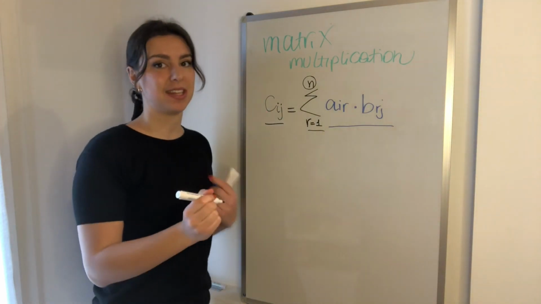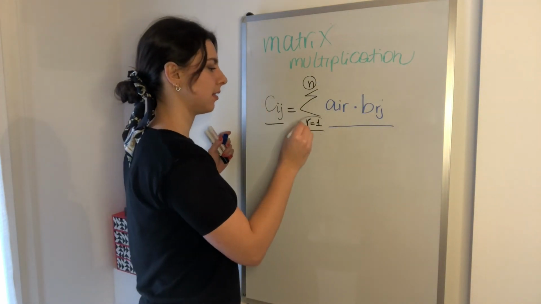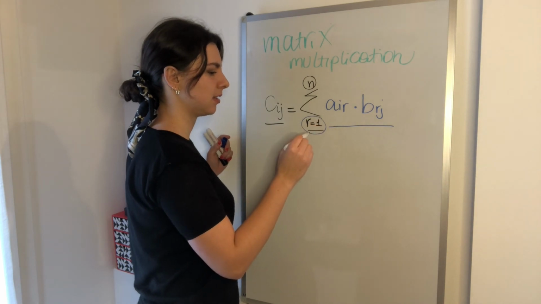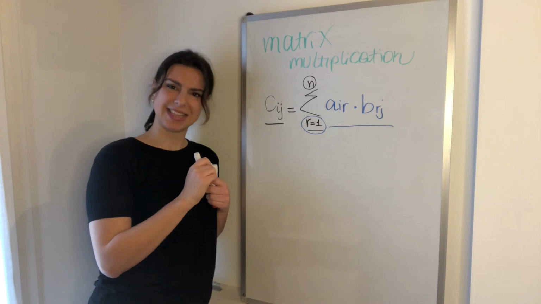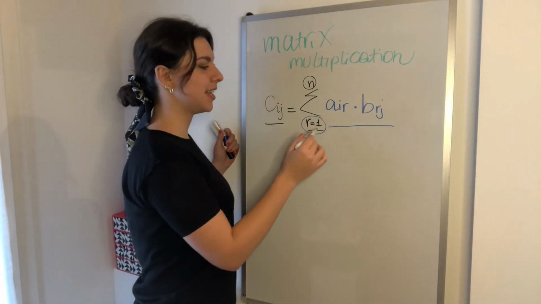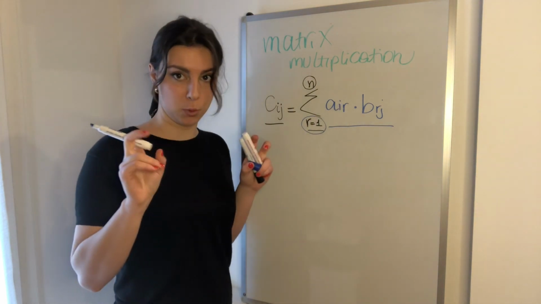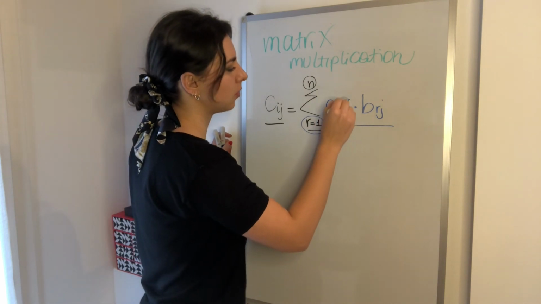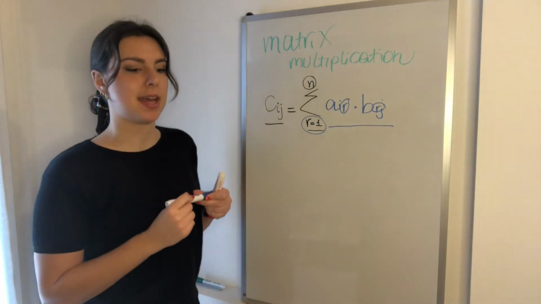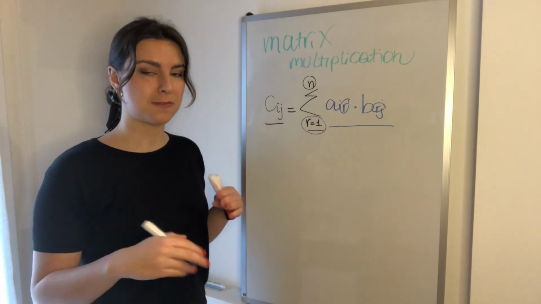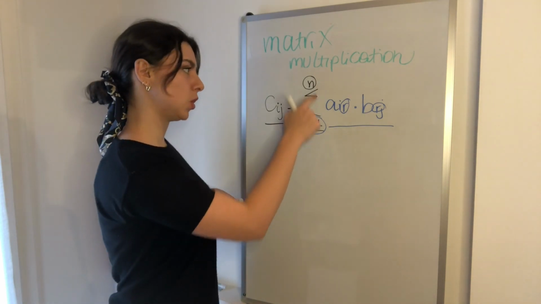It's interesting to see that this is the index. How do you say in English? Index, I think. This is the index that moves. So this is the index that will move from 1 to n.